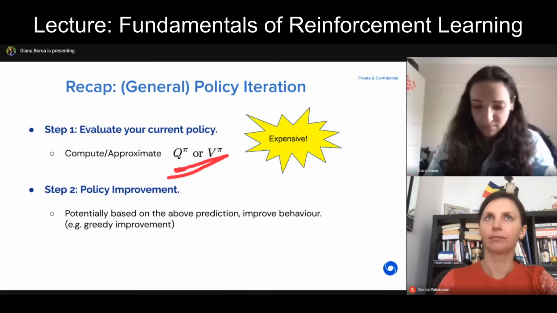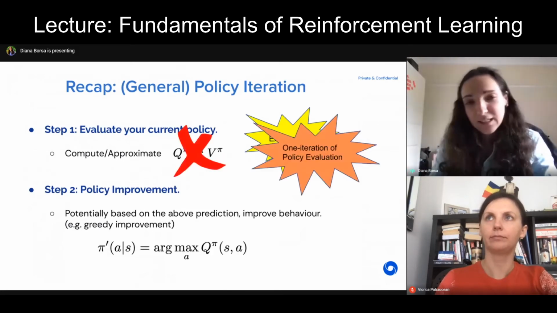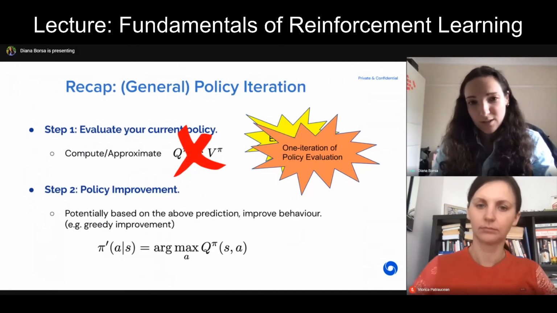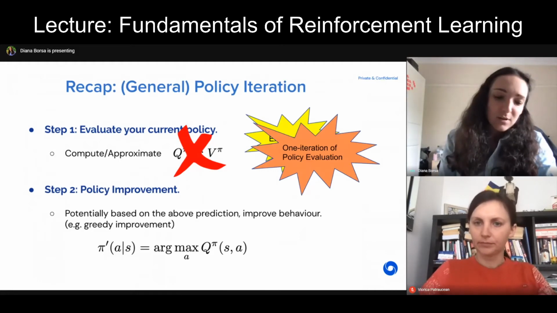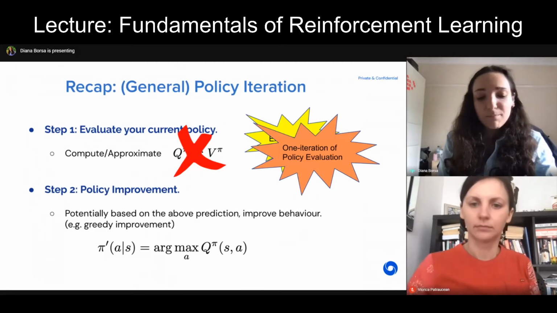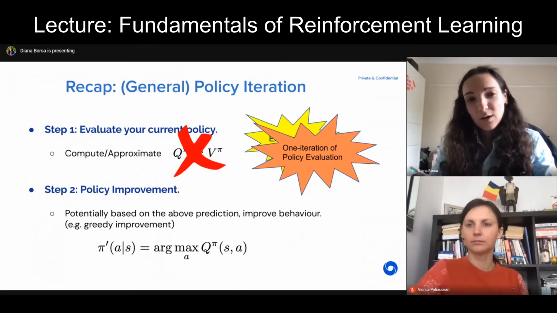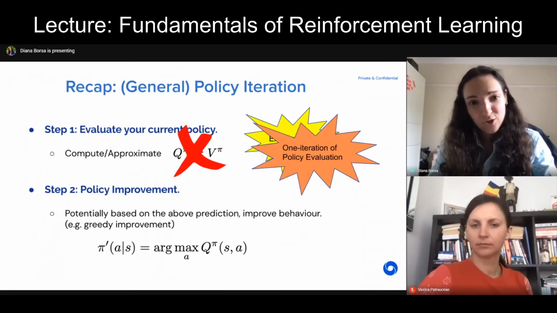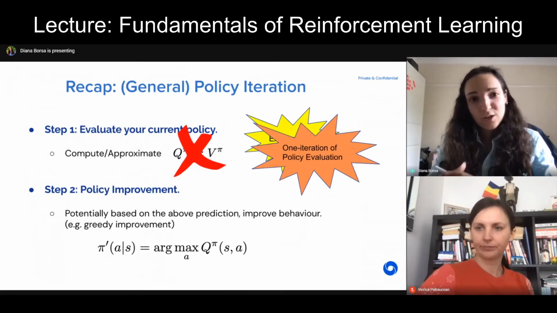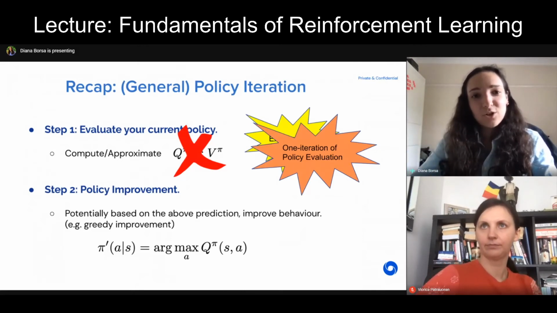So the idea, I guess, here is to try to shortcut this. Instead of computing all the way the evaluation of the current policy, we're just going to look at one iteration of policy evaluation and then try to improve on that policy, and so on and so forth. So instead of having this iterative procedure, we're just going to look at one step of this iterative procedure and try to improve on that, and so on and so forth.